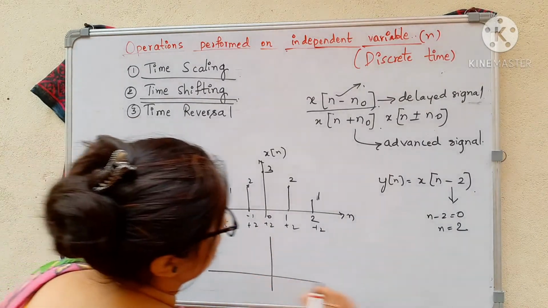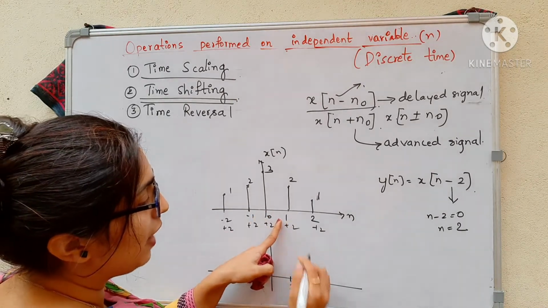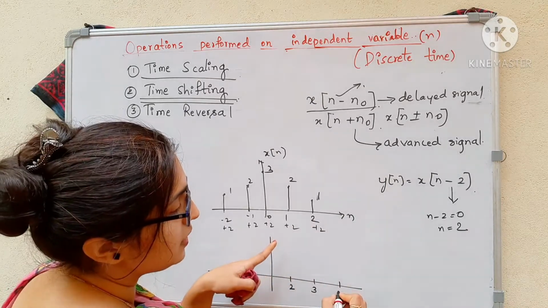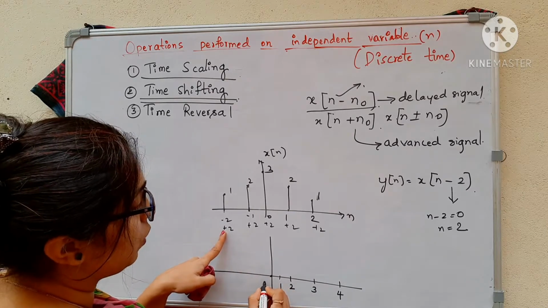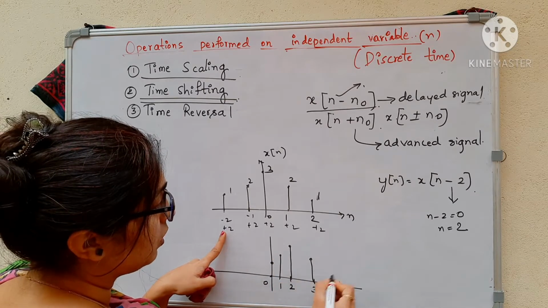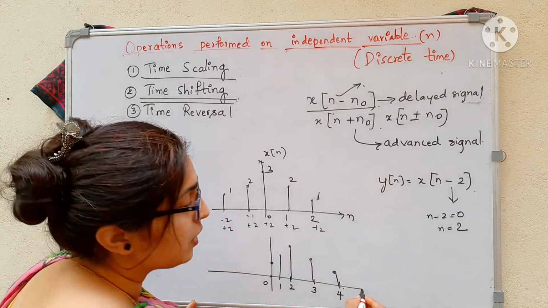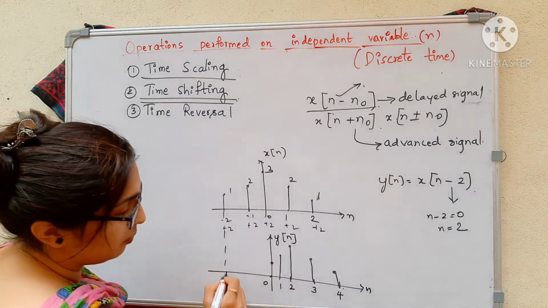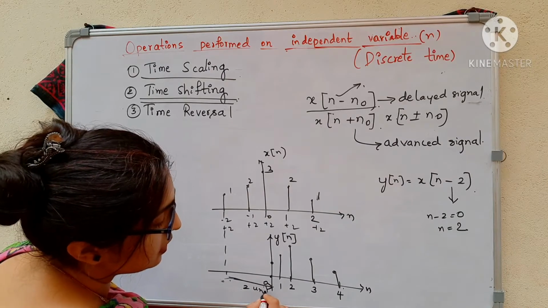What happens? Whatever the value is at 0, it comes to 2. Whatever the value is at 1, it comes to 3. Whatever the value is at 2, it comes at 2 plus 2, that is 4. And here it is at 1, and here this is at 0. So this is 1, then you have 2, then 3, then 2, then 1. From this you will get to know that it is shifted towards the right. This is our y of n. So it is shifted by 2 units, that is towards the right side.